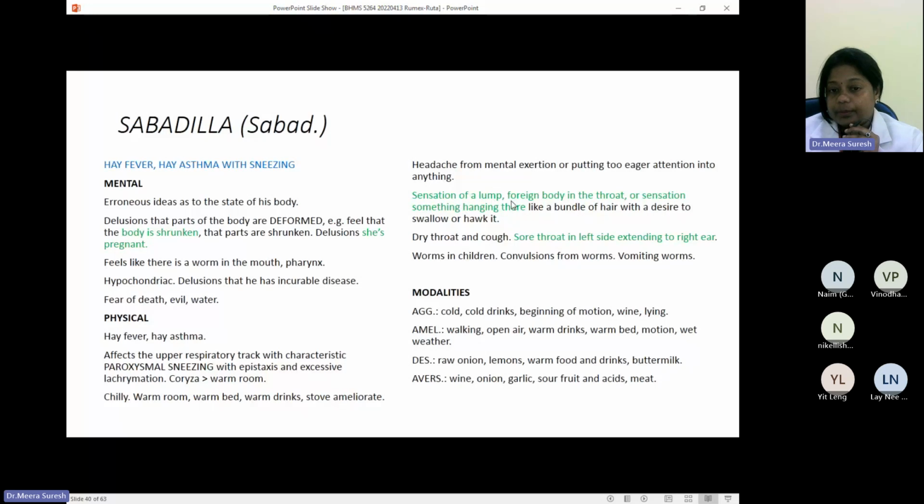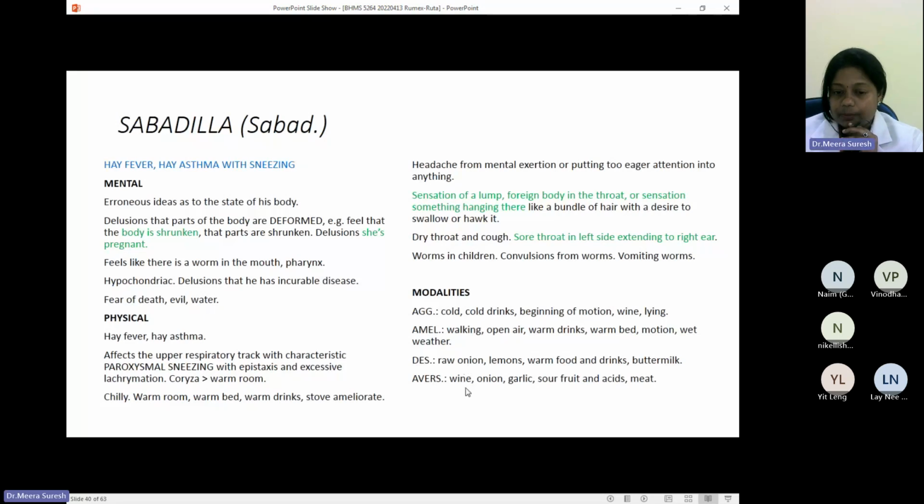Then there is a sensation of a lump, foreign body in the throat, or something hanging there like a bundle of hair with a constant desire to swallow it. Sore throat on the left side extending to the right. And there are worms. From the worms, it can also be convulsions or vomiting of worms. So mainly Sabadilla will be their mind, their illusion complaints, the hay fever complaints, and another will be the worm complaints, and worm complaints leading to nervous symptoms. Aggravation, everything cold, and amelioration from warm drinks, warm bed, warm weather.